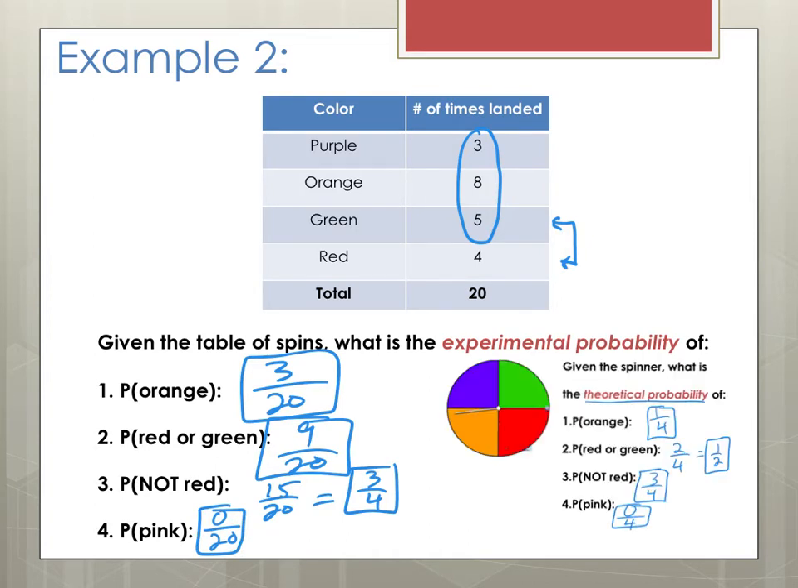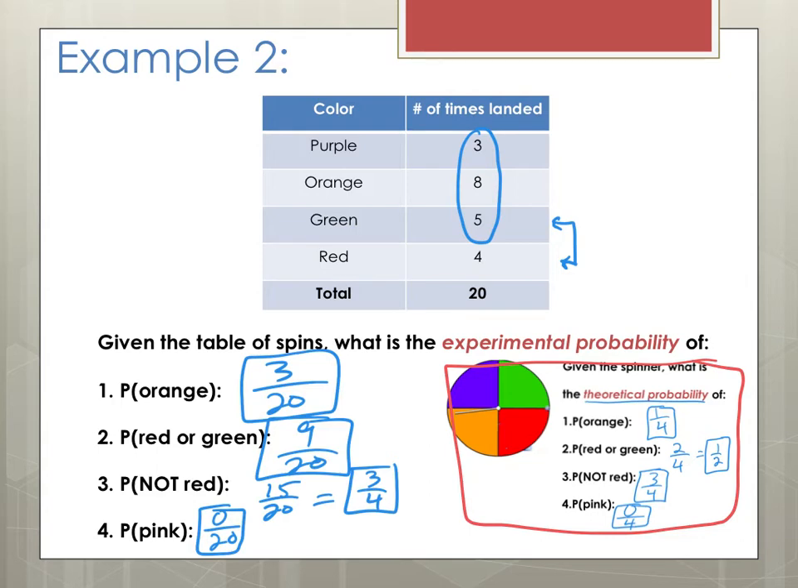So if we take a look at the example we had before on the previous slide, let's compare what happened, right? Theoretically, we should have had a 1 out of 4 chance, about a 25% opportunity. And if you do the percentage on 3 out of 20, 3 out of 20 ends up being about 15%. So pretty close, but not exactly the theoretical probability.